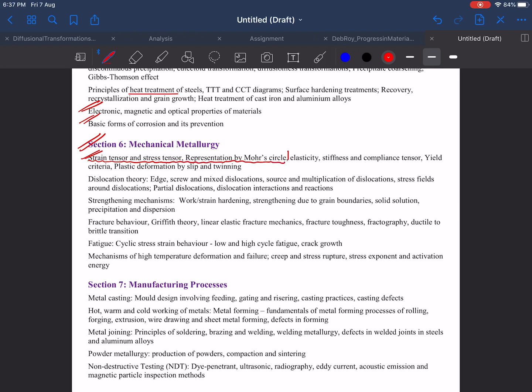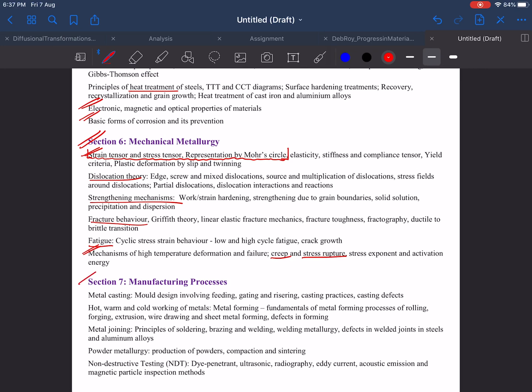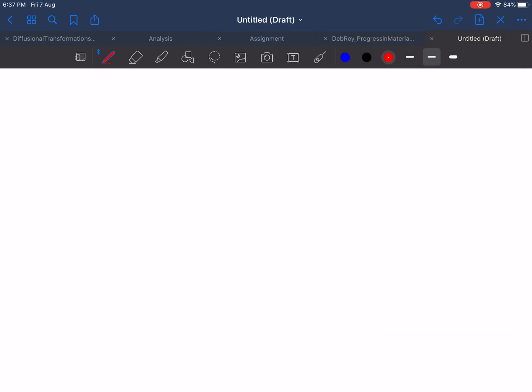I think this tensor part is somewhat new as compared to the previous syllabus. Dislocation theory is there, strengthening mechanism, fractures, fatigue, creep, so all these are there, fine. So this is in mechanical metallurgy, and finally in manufacturing, casting is there, metal working is there, metal joining is there, powder metallurgy and NDT. So here what I meant to say is that you don't find big changes.